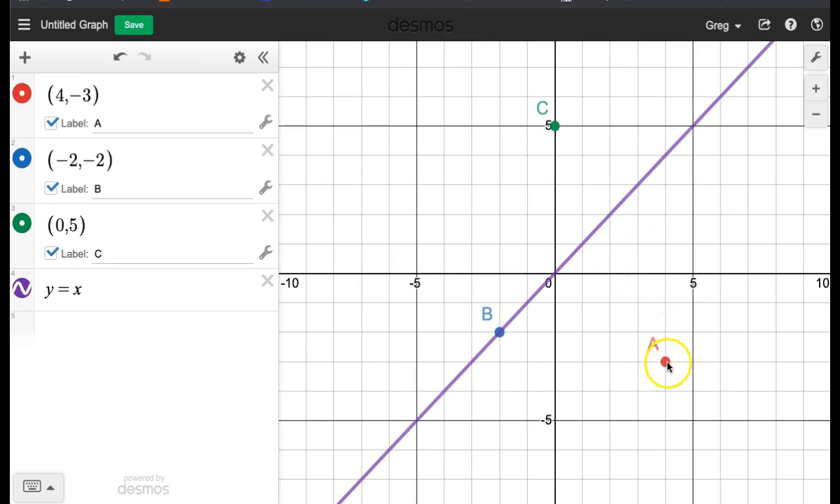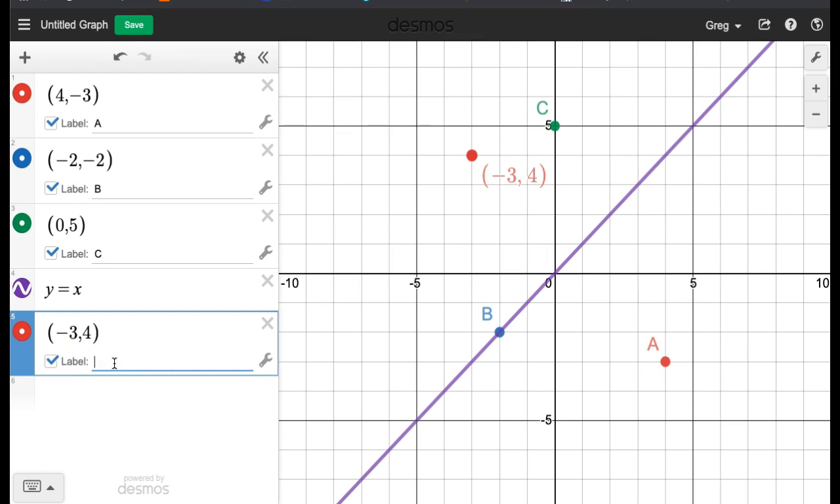Okay, so from a graph, remember we take each point and count the distance to the line of reflection. So for y equals x, if I start with A, I'm going to count 1, 2, 3, 4, 5, 6, 7. And then I'm going to go that same distance across the line. So I'm going to go 1, 2, 3, 4, 5, 6, 7. So this would be where A is reflected across y equals x. So that's the point -3, 4. So my A prime is going to be at -3, 4.